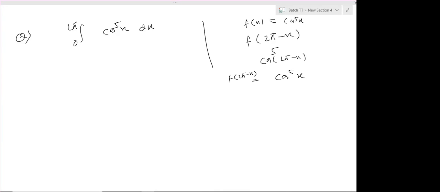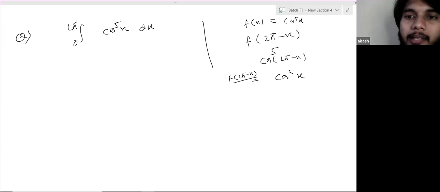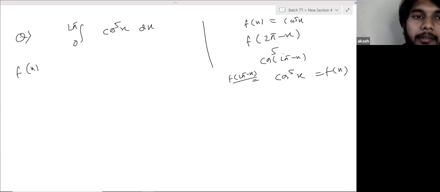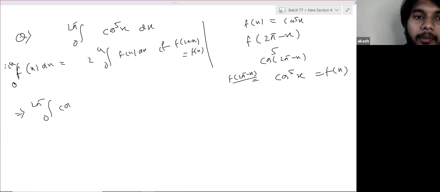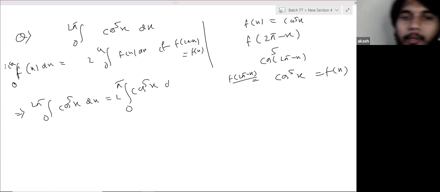So we can see f of 2 pi minus x is f of x itself. So we can directly write this as integral of f of x dx from 0 to 2a is equal to 2 times integral 0 to a f of x dx if f of 2a minus x is equal to f of x. So this implies integral 0 to 2 pi cos to the power 5x equals 2 times integral 0 to pi. This thing is clear?